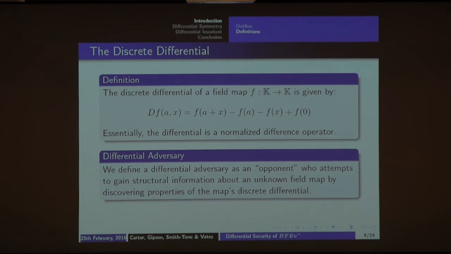The basic definition of the discrete differential on our core map is the following equation given below. Essentially, it's just a normalized difference operator on our core map. And in this paper, we analyze from the perspective of a differential adversary, and we define this person as someone who is attempting to gain structural information about an unknown field map by discovering properties from the map's discrete differential.